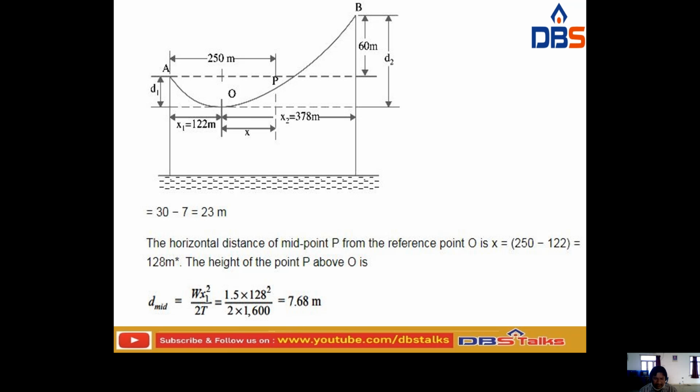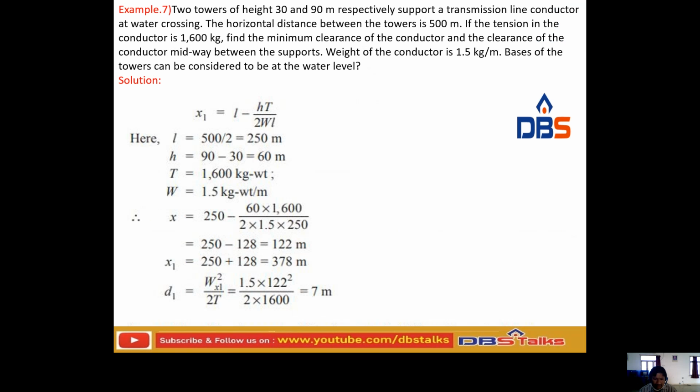Problems for sag also. Look at the figure. First, we have to calculate the height. H is equal to 90 minus 30, that is 60 meters. Tension they have given is 1600 kg weight. W is 1.5 kg per meter. Now x2 is equal to 250 minus HT by 2 omega L, and x1 is equal to 250 plus 128, that is HT by 2 omega L. By calculating those two, we are getting this.